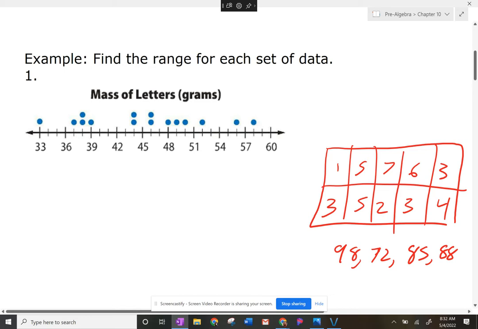You don't need to worry about drawing this one. All I'm doing in this is I'm just trying to figure out what the range is. I want to find the greatest, and I want to find the least. So when I'm looking at the greatest number, I'm going to look right here. What would that number represent on the number line?